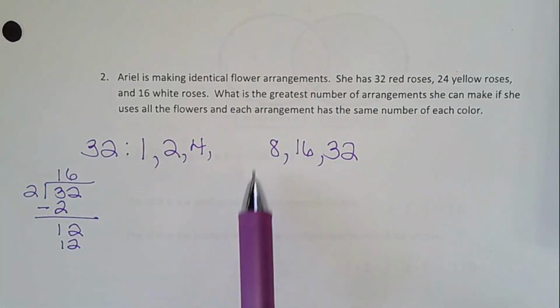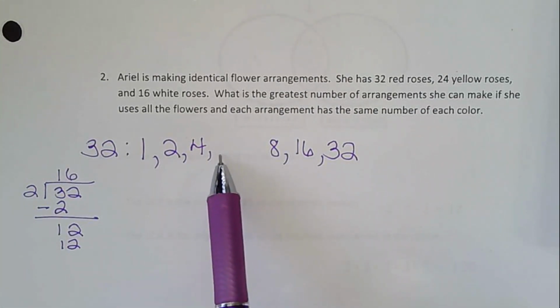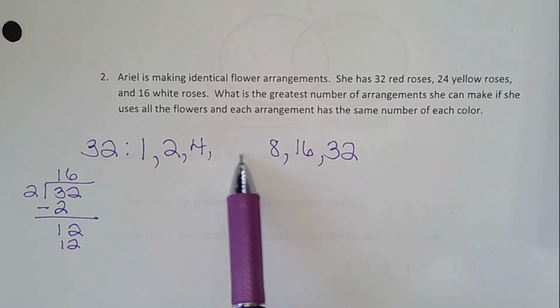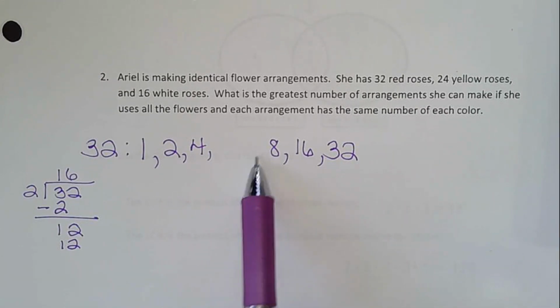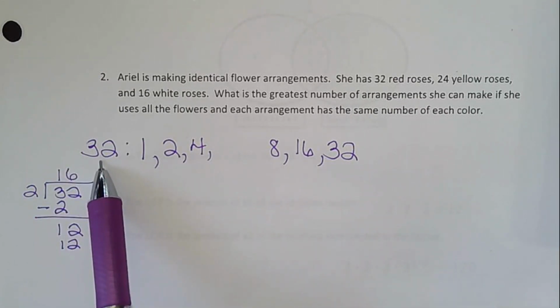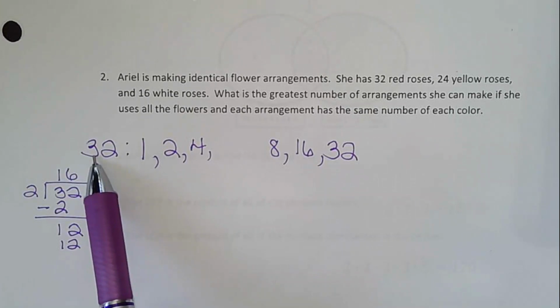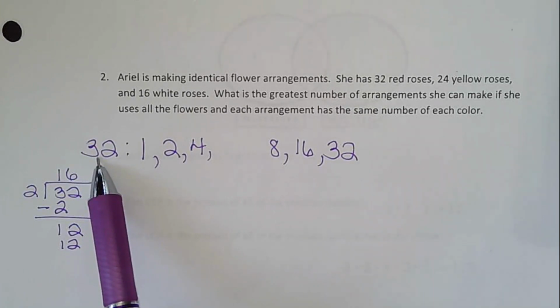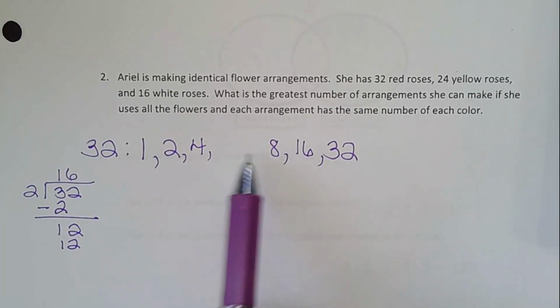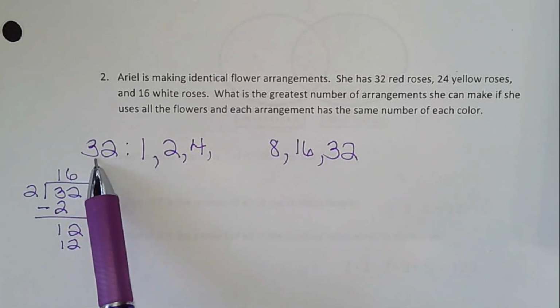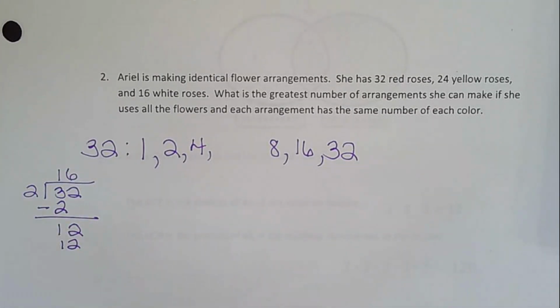So all we have to do to meet in the middle is test 5, 6, and 7. So 5 doesn't go into 32 because it doesn't end in 0 or 5. 6 doesn't go into 32 because 6 times 5 is 30. 7 doesn't go into 32 because 7 times 5 is 35. So there's our list.